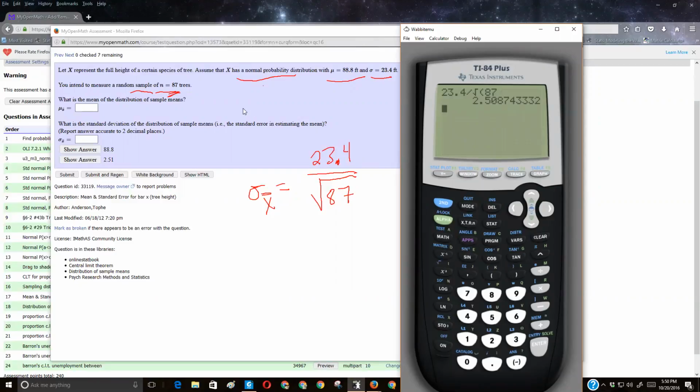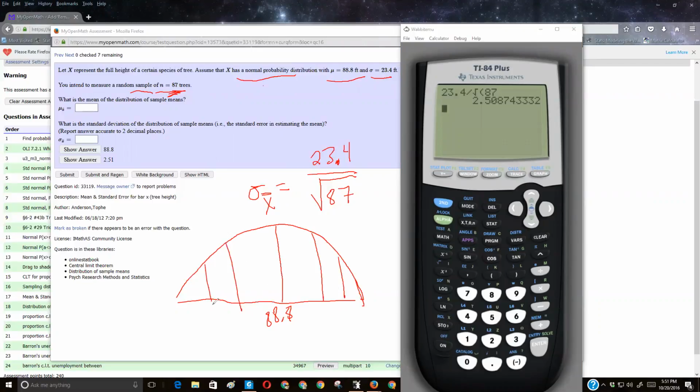So what we know is, because the central limit theorem says the distribution of all the sample means are normal, not because the parent population is normal, but because we've got a pretty large sample size here. So because of that, we know the mean is the 88.8 from the population, and then all the sample results from all the sample sizes of 87 vary around that mean in a normal fashion. And the standard deviation is determined by the sample size.